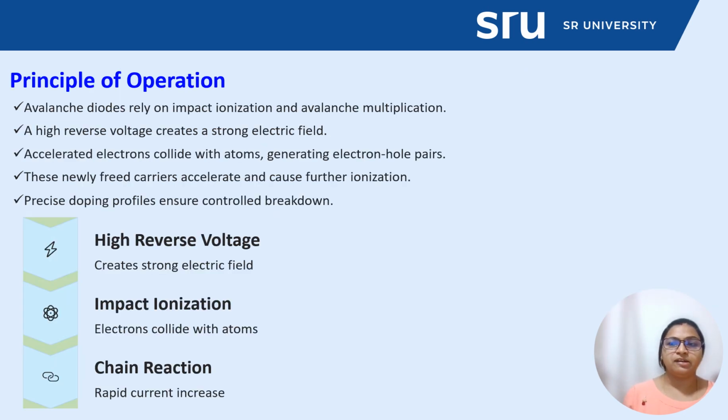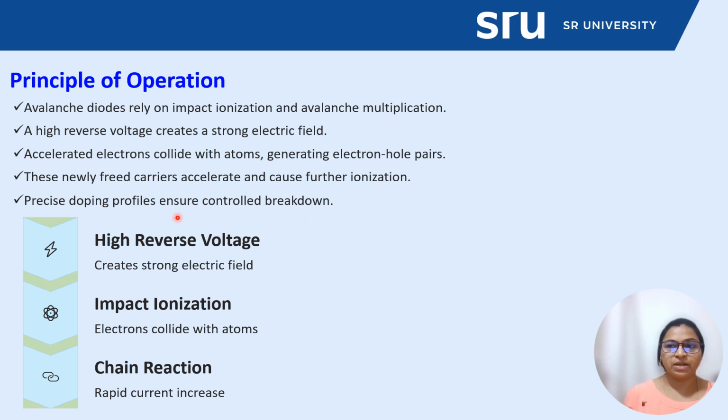So now let us see how the avalanche diode operates. This diode relies on impact ionization and avalanche multiplication. A large reverse voltage creates a strong electric field. Then accelerated electrons collide with atoms, generating electron-hole pairs. These newly freed carriers accelerate and cause further ionization. A precise doping profile ensures controlled breakdown.